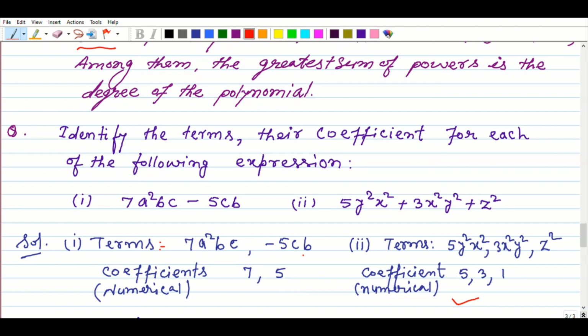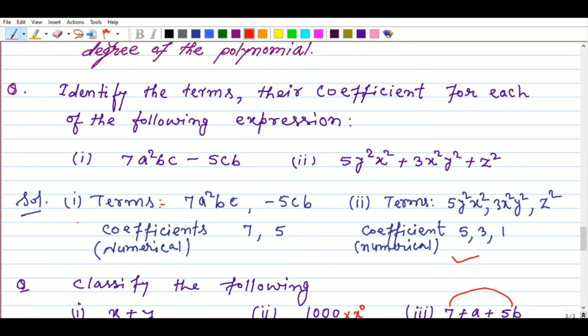Terms of the second question are 5y square x square, comma, 3x square y square, comma, z square. Oh, here are three terms contained in the expression in the question, so it is a trinomial, right? Oh, what a magic! After knowing the basic concepts, it's easy to understand and recognize it very well. Numerical coefficients are 5, 3, 1, right?